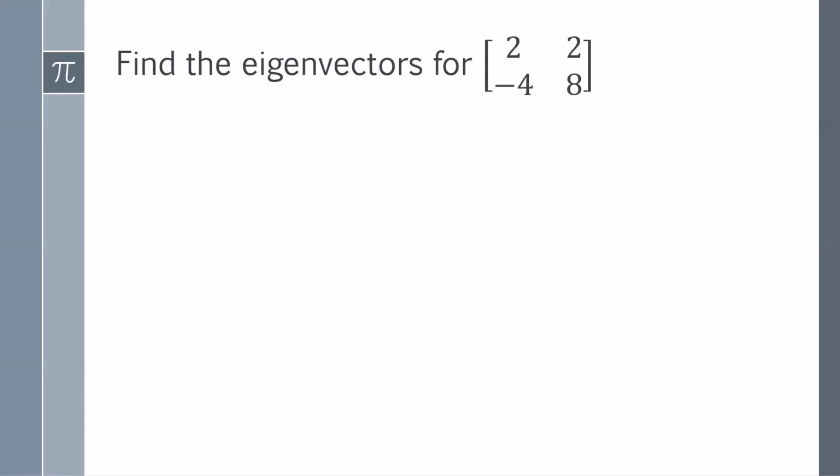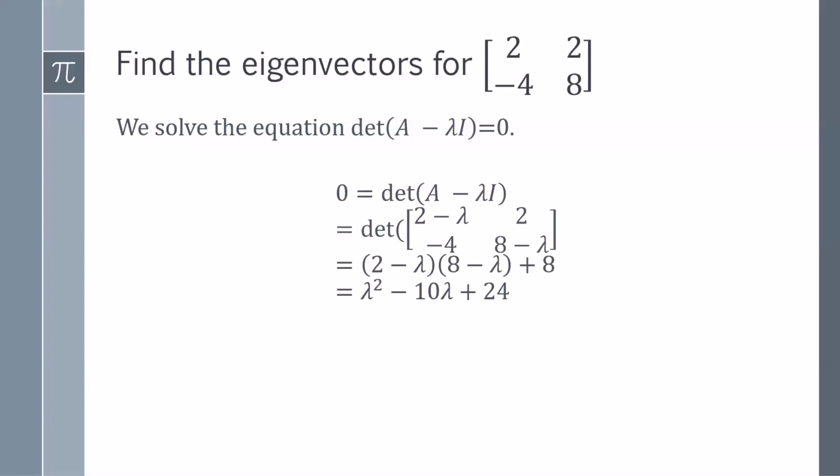Let's try one where we find the eigenvectors themselves. Again, we take our matrix [2, 2; -4, 8], and we solve the determinant of A minus lambda I equals 0, much in the same way as we did in the previous example. We end up with the determinant of [2 minus lambda, 2; -4, 8 minus lambda]. So that's (2 minus lambda) times (8 minus lambda) plus 8, or lambda squared minus 10 lambda plus 24. And this, of course, factors, or use the quadratic formula to get lambda equals 6 and 4.